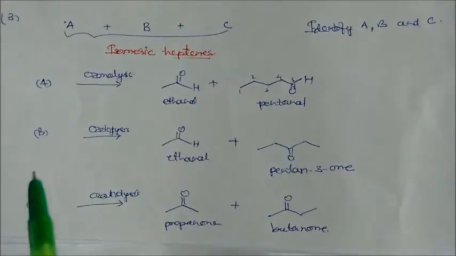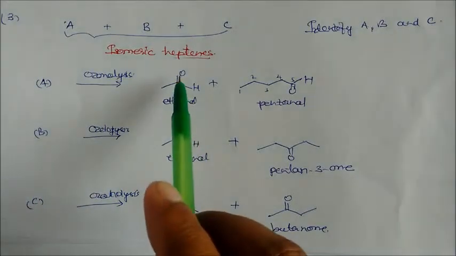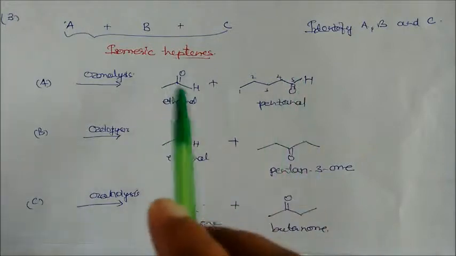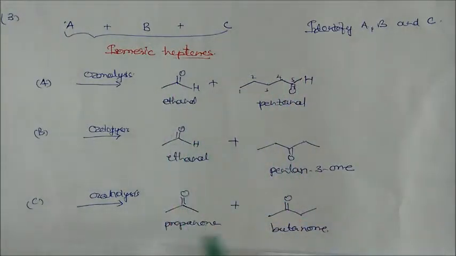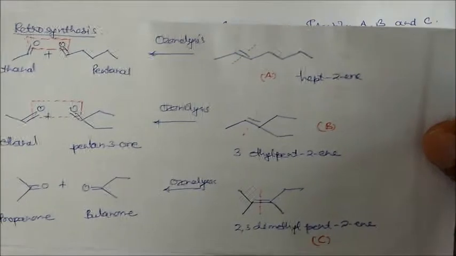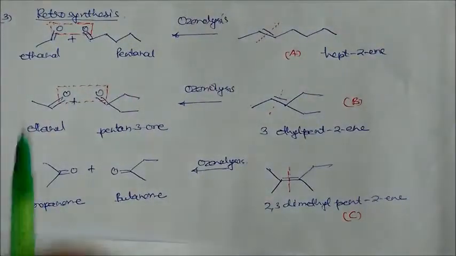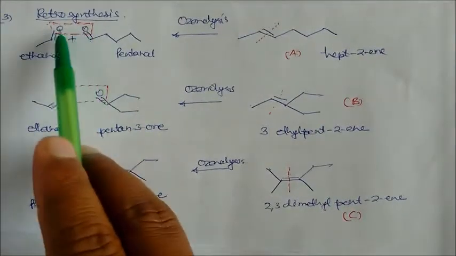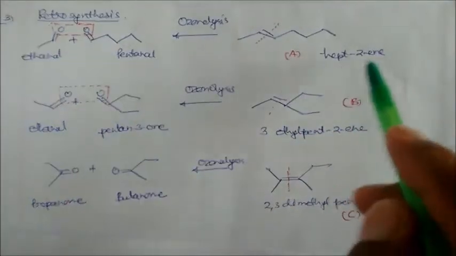So it is very easy. We can just join these two carbonyl compounds at the carbonyl oxygens like this, and we can form the heptene. So how can we form it? Let us see these hints. So we can see from here, this ethanal plus pentanal. If you club these two oxygens, you will get this compound, hept-2-ene.